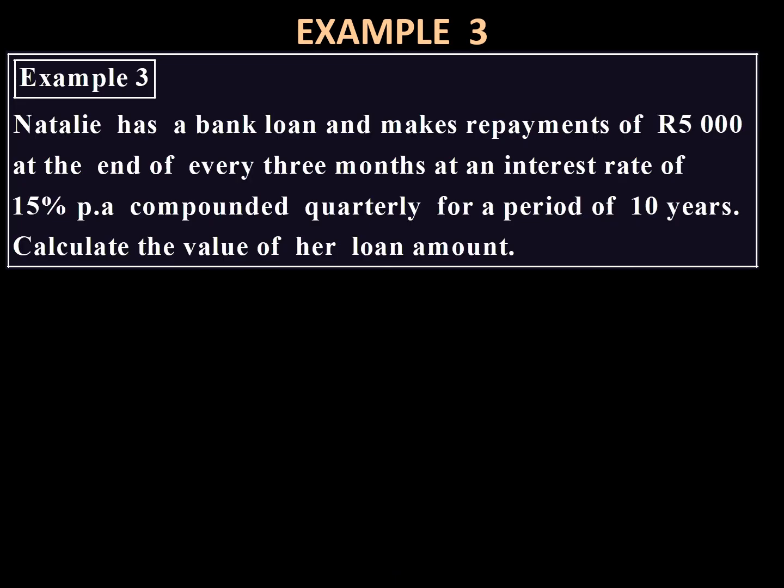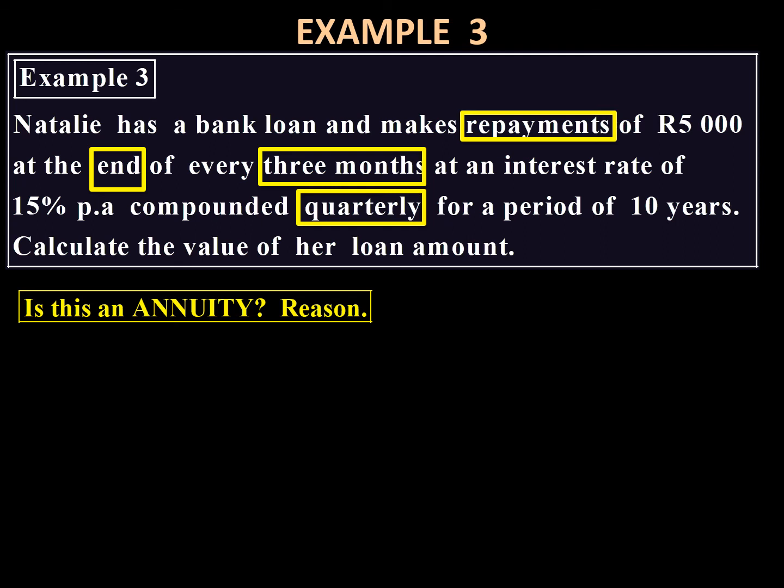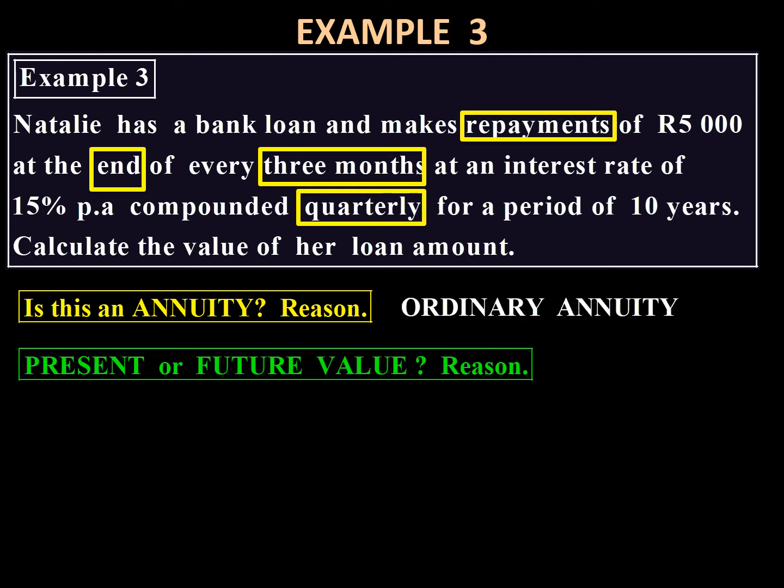Let's look at another example now. Here we have Natalie's bank loan, so we have to read the question. Is this an annuity? And what type of annuity is it, if it is an annuity? You see there's repayments. That gives us a clue it's an annuity, and it's made at the end, right? In this case, that tells you it's an ordinary annuity. And it's every 3 months, and we notice quarterly means the same as every 3 months. So that matches, so that definitely is an ordinary annuity.